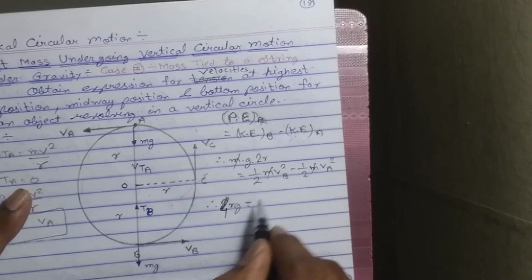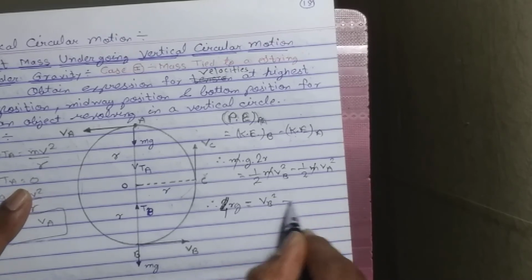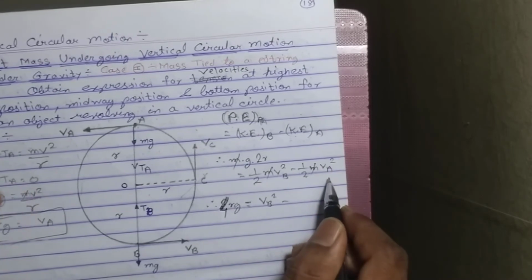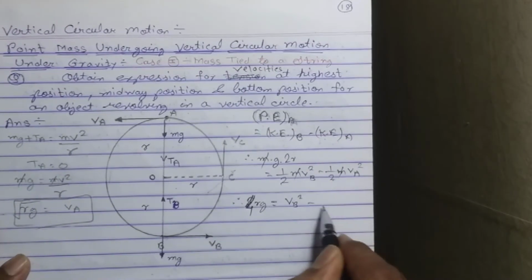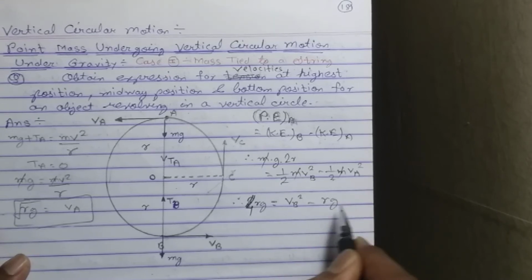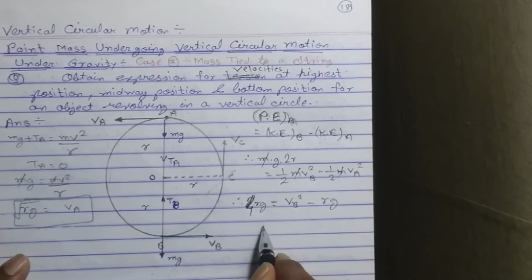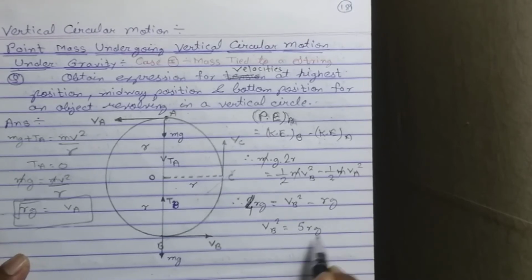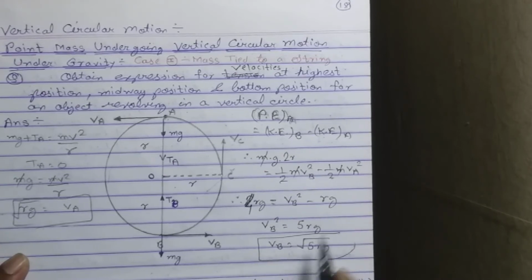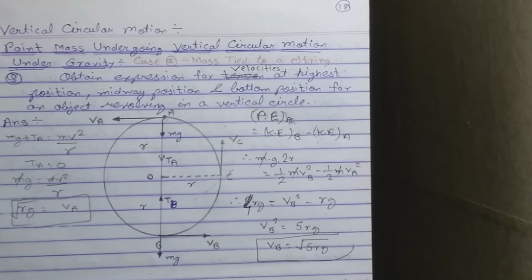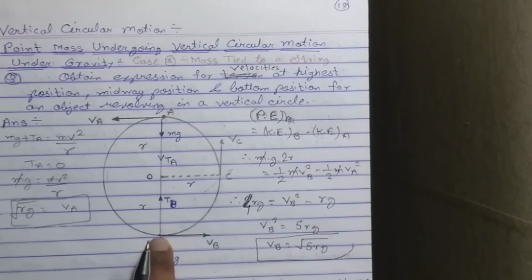Now the remaining terms are vb square minus va square. But students, we already found the value of va, which is under root of rg. So if I square, va square will be only rg. So students, if I shift minus rg over there, vb square equals to 5rg. If I take the square root, vb equals to under root of 5 times rg. Hope you understood the velocity at point B.